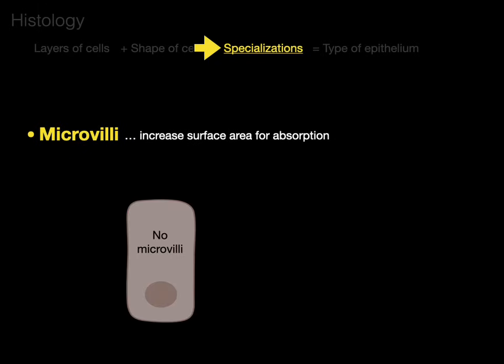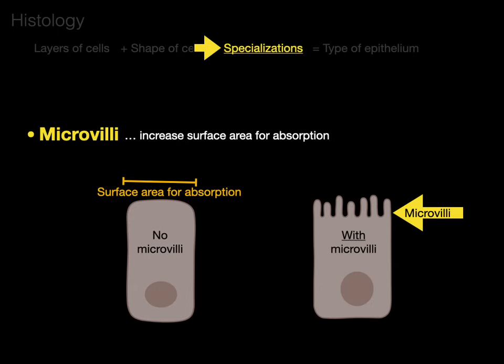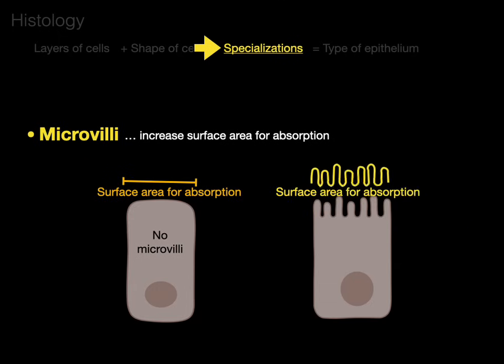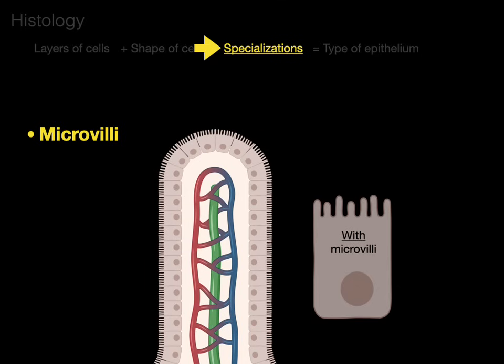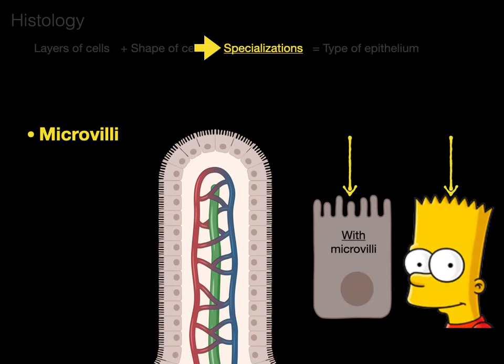Now, another specialization is called microvilli, and it increases surface area for absorption. So there is a cell with no microvilli, and notice the amount of space on that apical surface. So the surface area for absorption is limited. Now, take a look at this cell with microvilli and take a look at how much more space there is now. The surface area for absorption, we pull that out and go shing, it's got far more surface area for absorption. And this is why we find in kidney and GI tract cells with microvilli. 25 times more surface area for absorption. Here's one example. And it kind of looks like Bart Simpson's head when you see a cell with microvilli.